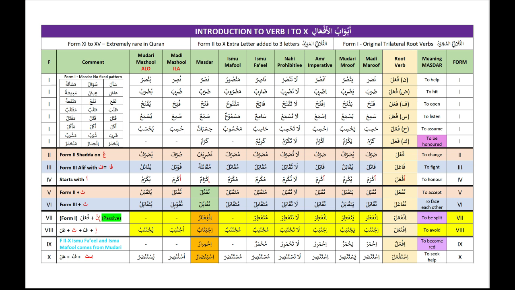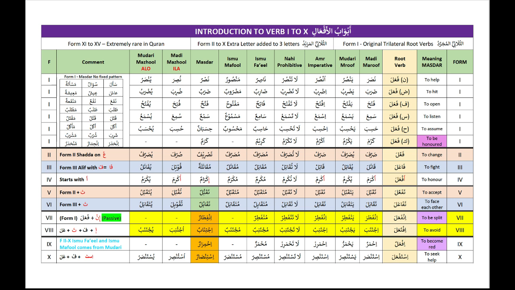So the conjugation for form 7 would be infa'ala yanfa'ilu infa'il la tanfa'il munfa'ilun. No maf'ul, masdar is infi'alun. No madi majhul, no mudari majhul.